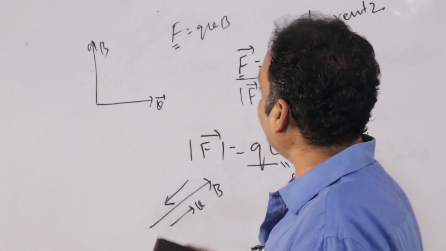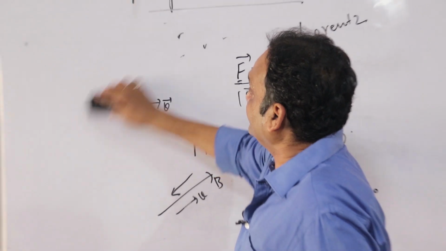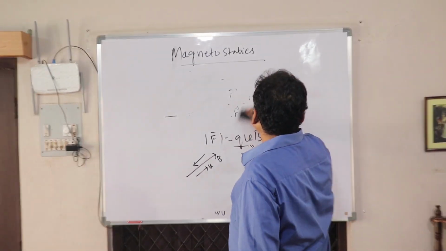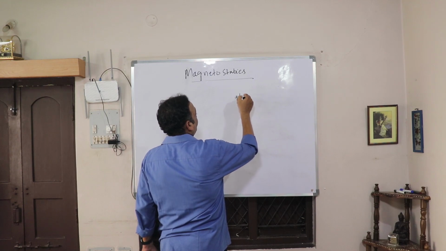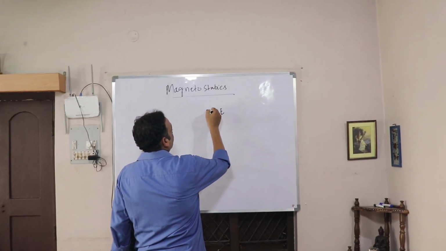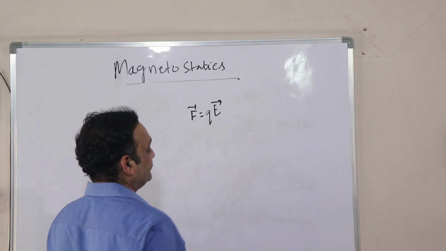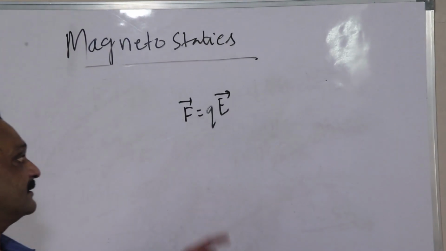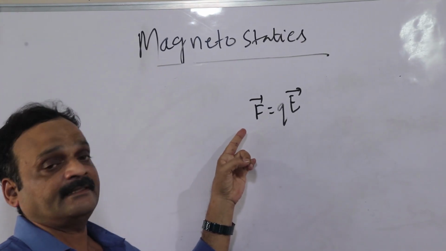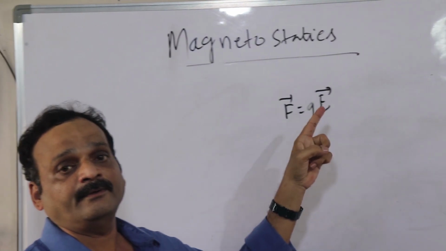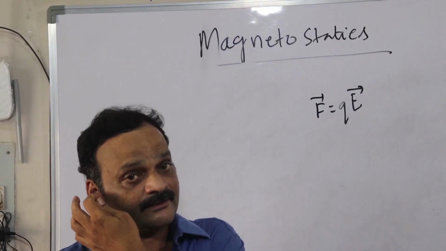Now, some problems keep on coming. The force experienced by a charge q in an electric field is F bar equal to QE bar. Whenever you place a charge q in an electric field of intensity E, it experiences a force given by F equal to Q into E bar. This is also the Lorentz force only.